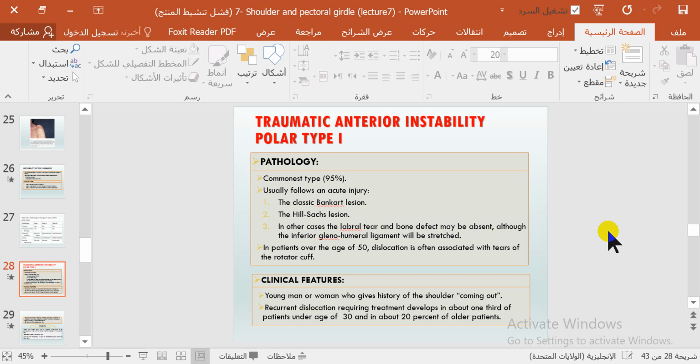In other cases, the labral tears and bone defect may be absent, although the inferior glenohumeral ligament will be stretched. If the patient is over the age of 50, dislocation is often associated with tears of the rotator cuff. Clinical features: young men or women who give a history of the shoulder coming out. Recurrent dislocation requiring treatment develops in about 1/3 of the patients under the age of 30 and about 20% of the older patients.